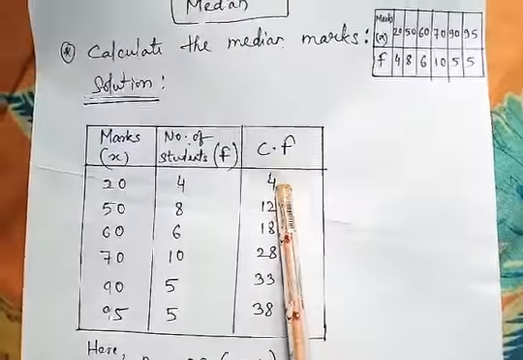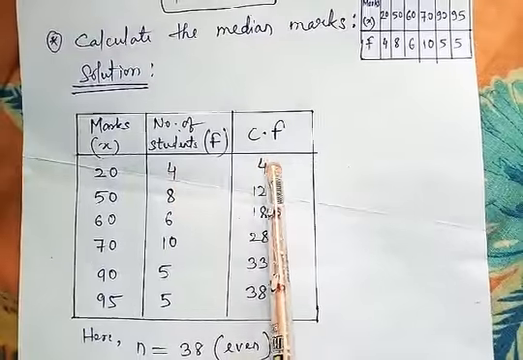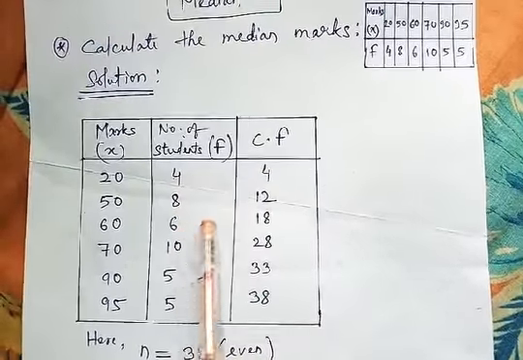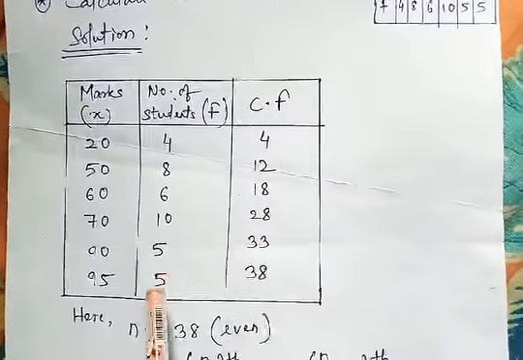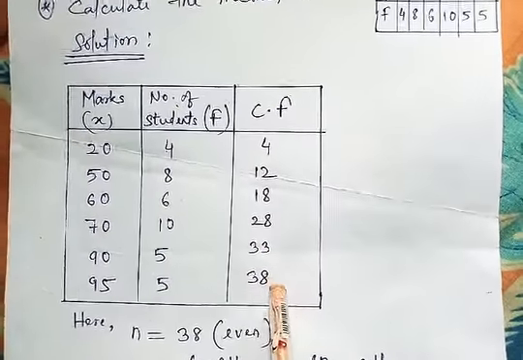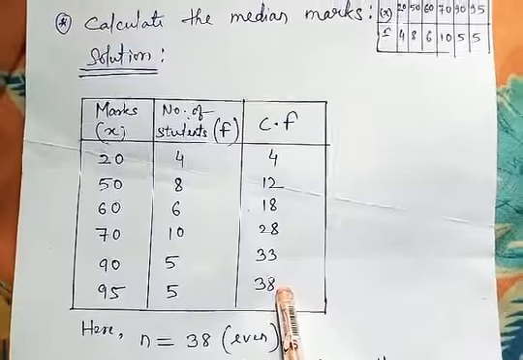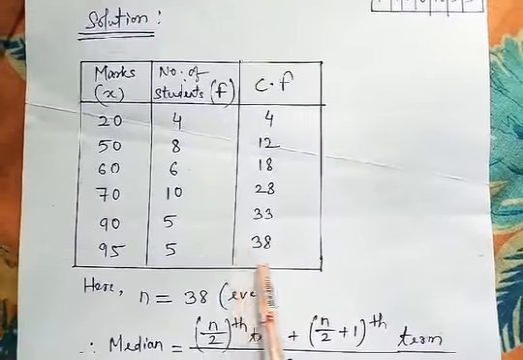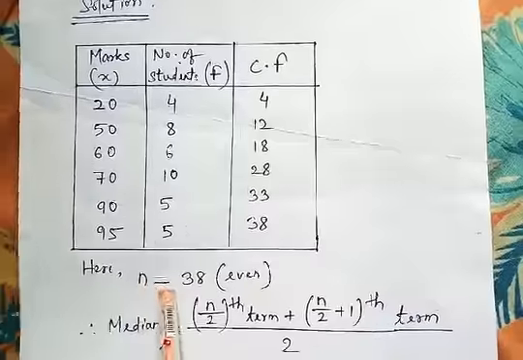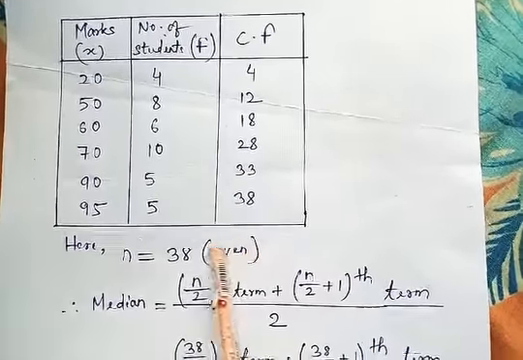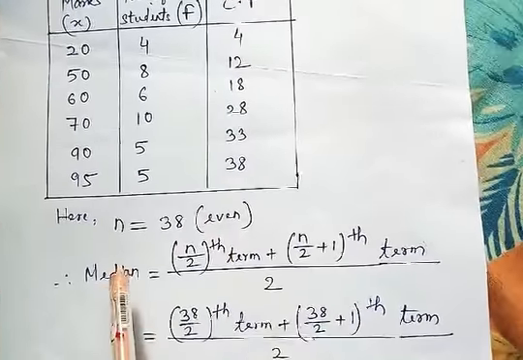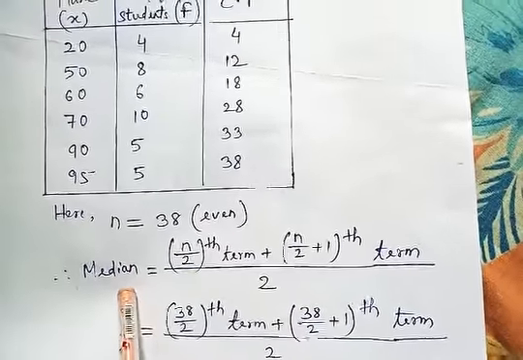Now CF: this 4 we write same. 4 plus 8 is 12, 12 plus 6 is 18, 18 plus 10 is 28, 28 plus 5 is 33, 33 plus 5 is 38. Till this portion the rule is same for even and odd, but when we see 38 here, we write n equal to 38, which is even. In the last question it was odd, now it is even. That's why for even, the median formula changes.